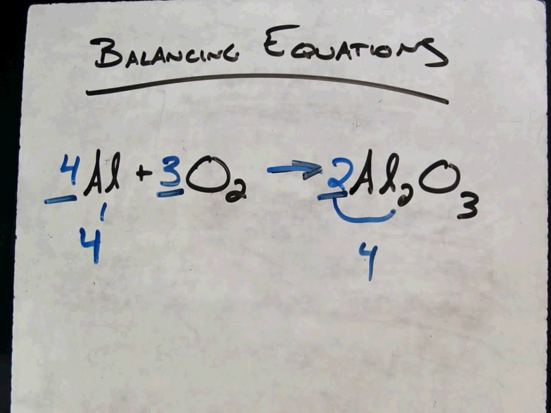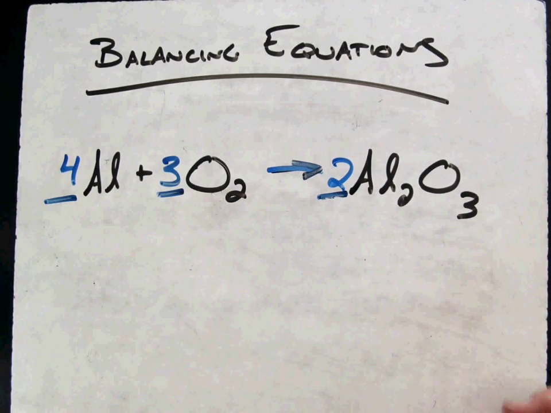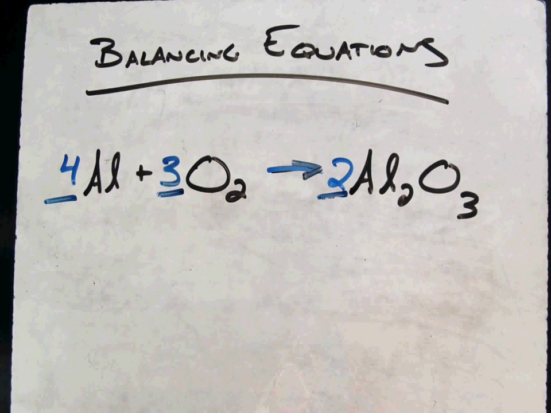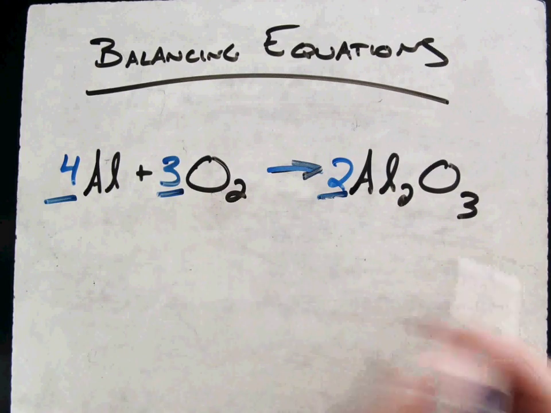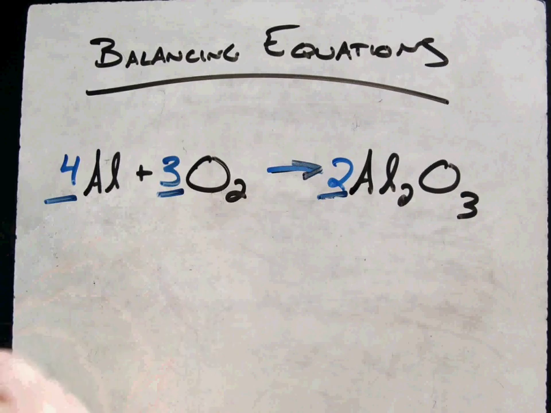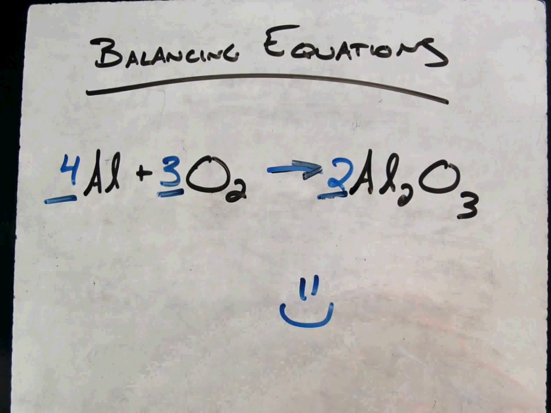I have. It's good to go through and check each element again when you think you're done. Sometimes you write coefficients for the aluminum that will mess up your oxygen or vice versa. In this case, 6 oxygens, 6 oxygens, 4 aluminums, 4 aluminums. And I'm going to say that this is balanced.